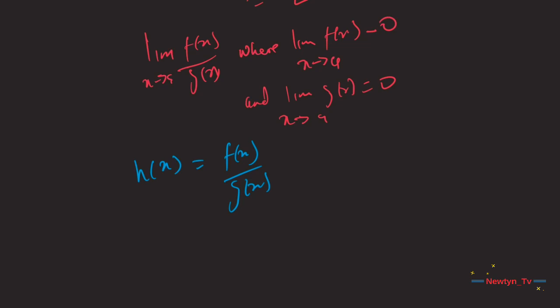Now to do this, we may need to try one or more of the following steps. Okay, so first of all, if f of x and g of x are polynomials, we need to factor each function and cancel out any common factors. Let me say it again: if f of x and g of x are polynomials, we should factor each function and cancel out any common factors.